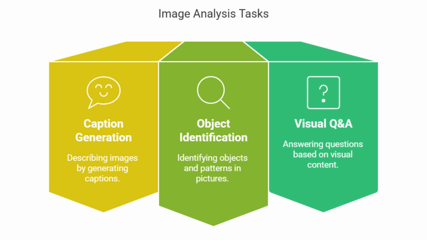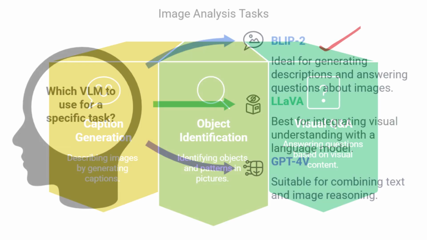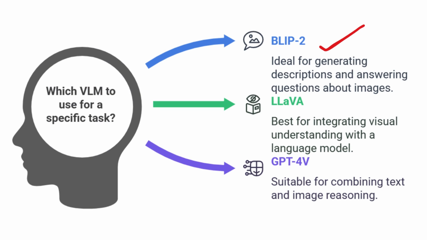natural language. Several open-source VLMs are available today, including Blip2, which generates descriptions and answers questions about images. LLaVA, which integrates visual understanding with a language model. GPT-4V, a multimodal version of GPT-4 that combines text and image reasoning. These models make it possible for AI to process images in a way that mimics human perception, allowing for smarter and more interactive applications. How vision agents work in Smolagents.